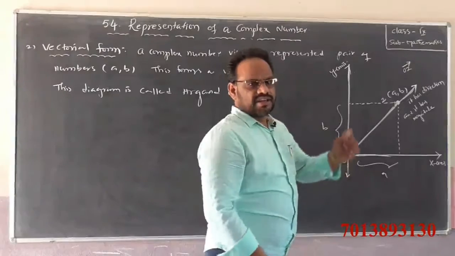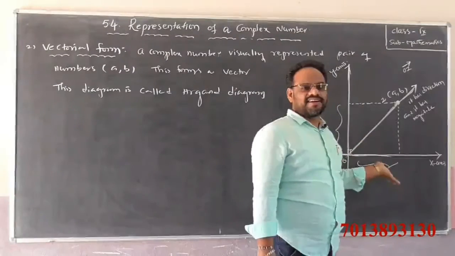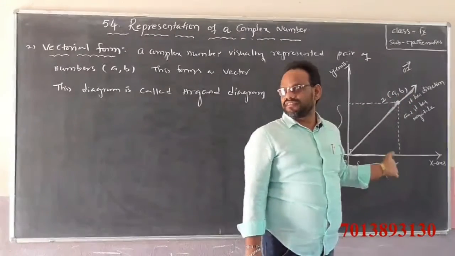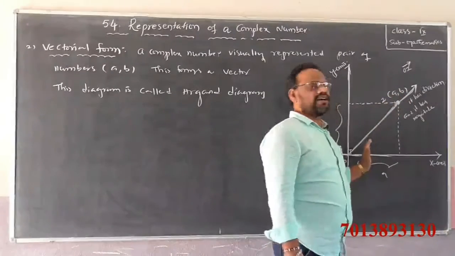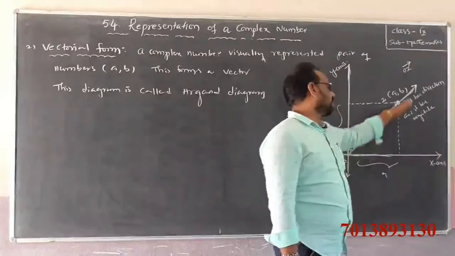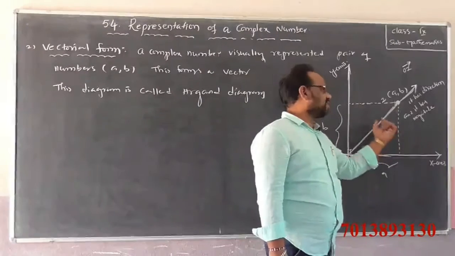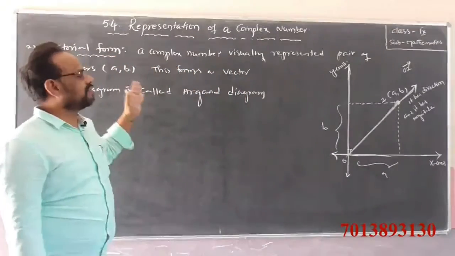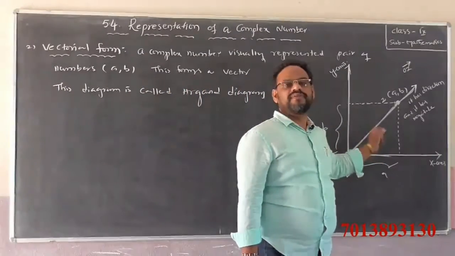A complex number can be visually represented as the point a comma b. This forms a vector. If you join OB like this, it has some direction and some magnitude. Vector means it has direction and magnitude. This is called the vector form or vectorial form of the complex number.